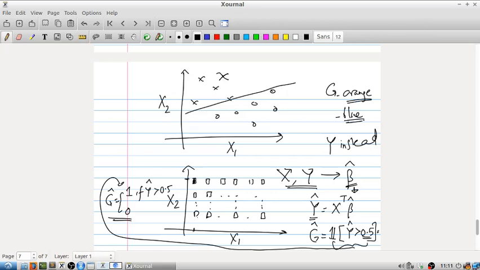So if it's 1, maybe I'll color it as orange, and if it's 0, I'll color it as blue. So that's how you get the colors on the two sides, in the notes. Okay, and there will be a boundary where on one side you'll have one color and on the other side you'll have another color. That is called a decision boundary. And that decision boundary is this straight line in this 2D case. So maybe above this it's orange, and maybe below this it's blue.